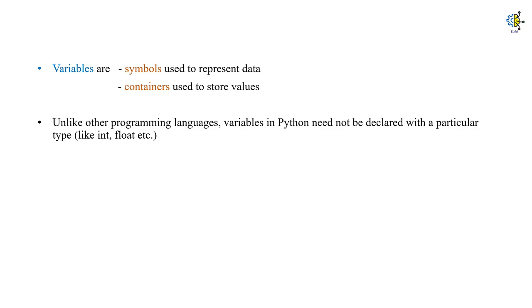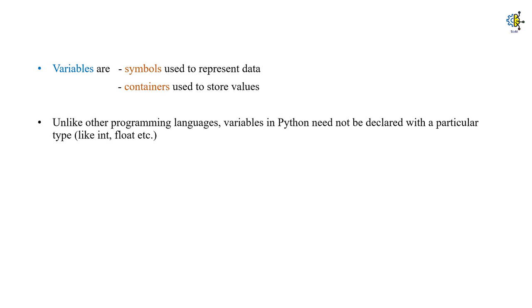What are variables? Variables are simply symbols which are used to represent data. You may also think of variables as containers which are used to store values. Unlike other programming languages, variables in Python need not be declared with a particular type, like int, float, etc.